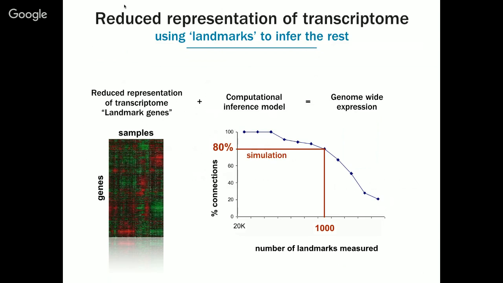We did a simulation as shown on this slide, which suggested that if we measured 1,000 genes and then inferred the rest, we could recapture about 80% of the information that was available when we actually measured every last gene. So if one could then measure these 1,000 genes at high throughput, low cost, one would be able to get 80% of the information that one gets with the whole transcriptome profile, but at a much lower cost. So that's the premise of what we worked on.